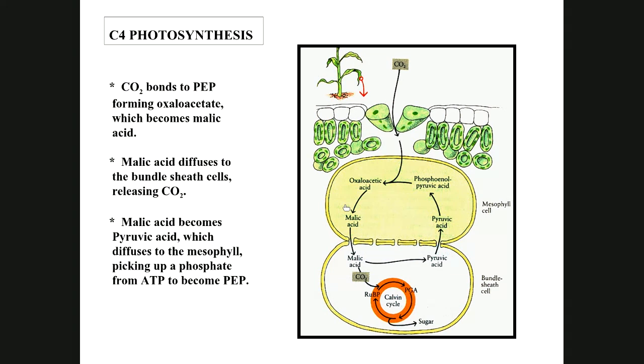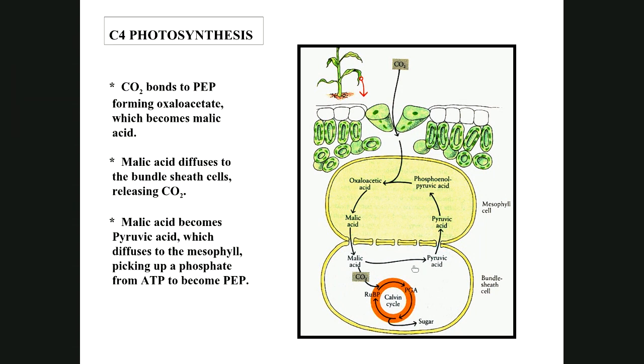And the malic acid is sent into the bundle sheath cells, where it releases the carbon dioxide, becomes pyruvic acid, goes back out, picks up carbon dioxide, becomes malic acid again, comes back in, releases carbon dioxide, becomes pyruvic acid, and it keeps going around and around. And that carbon dioxide can go right in, bind to Rubisco, and complete this Calvin cycle to make glyceraldehyde phosphate. Oxygen can't get in here.